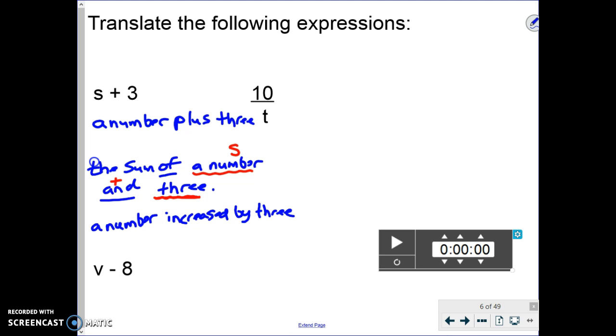And I'll do one more. And this one, we can actually use the phrase "more than." And when we use "more than," sometimes we change the order and sometimes we don't. And that's because we're allowed to add any two numbers in any order and we still get the same thing. It's called a commutative property.